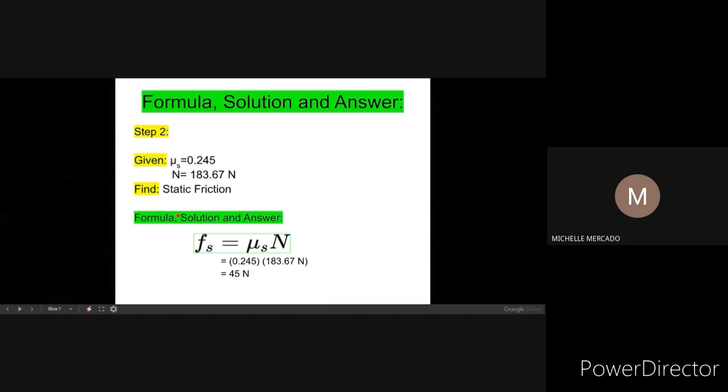So, in order to find the static friction, it is equal to the coefficient of static multiplied by the given normal force. So, transpose again, 0.245 multiply by 183.67 Newton. The answer will be 45 Newton.